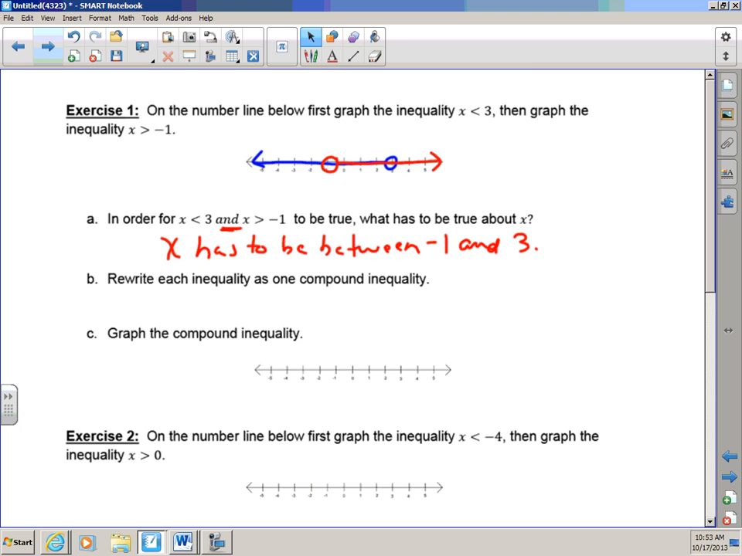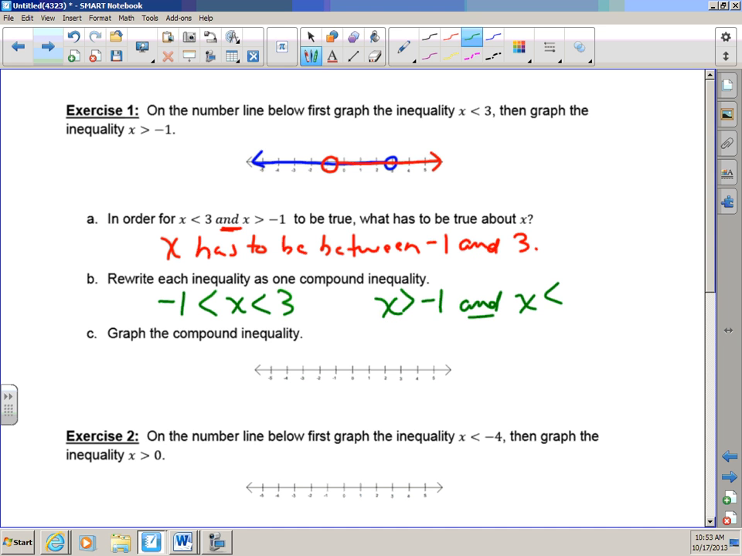Well, I can write that as one compound inequality. The desired way is as such. The other acceptable way is x is greater than negative 1, and x is less than 3. Either of these 2 methods are acceptable. The first one, the one on the left, is more commonly seen. It's a little bit more of a shorthand.